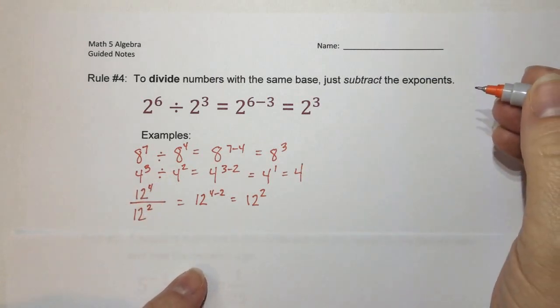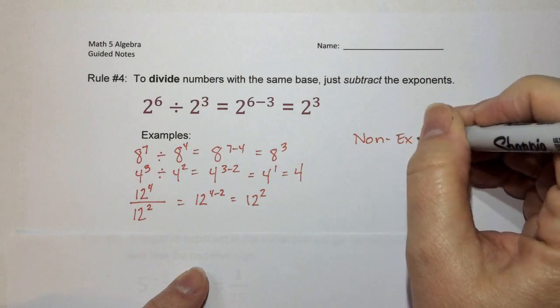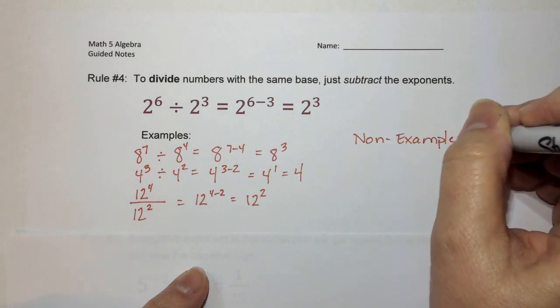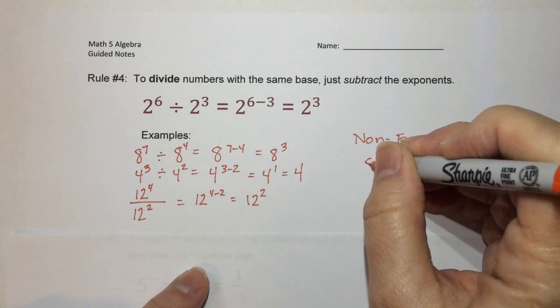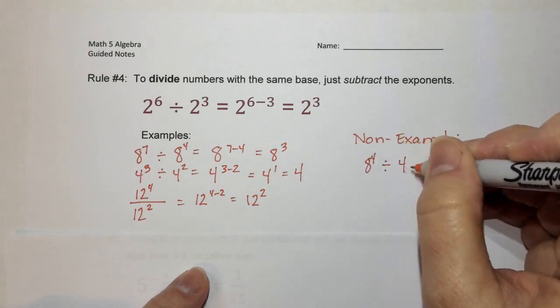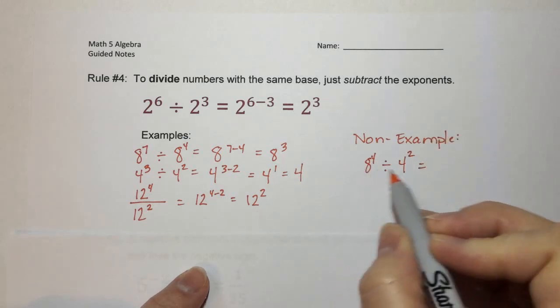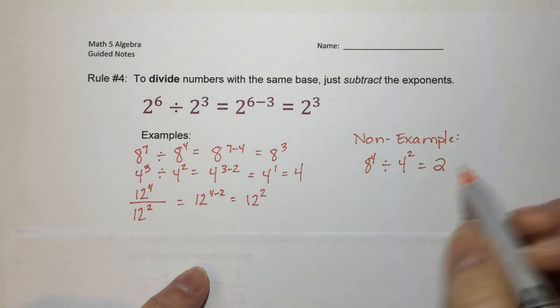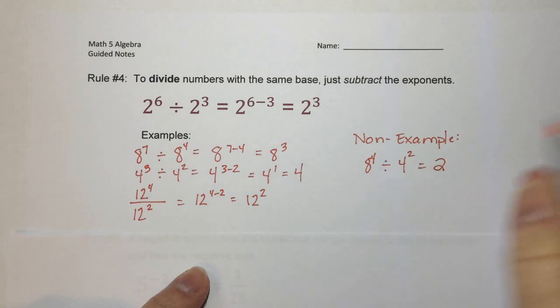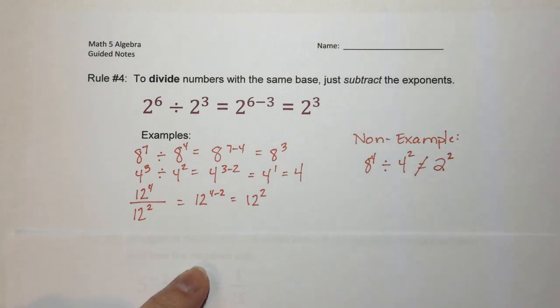And just as we did up above, let's choose a non-example. This is what you don't want to do. A lot of students will do something like this: 8 to the power of 4 divided by, say, 4 to the power of 2. And they'll say, oh, this is an easy one. 8 divided by 4 is 2. And 4 minus 2 would be 2. That is not the case. You cannot do 8 divided by 4 because those bases are not the same. They are not like bases.